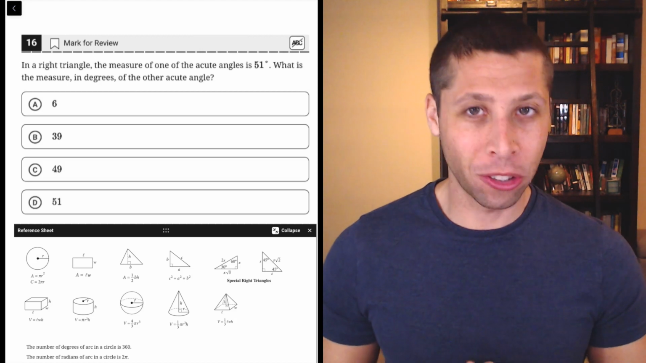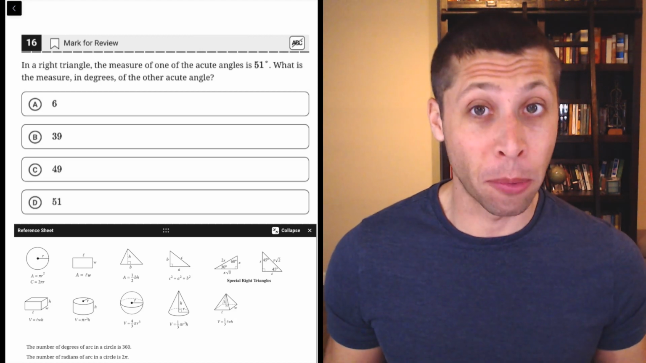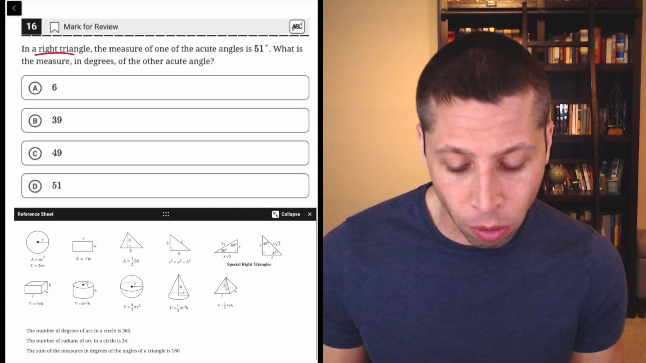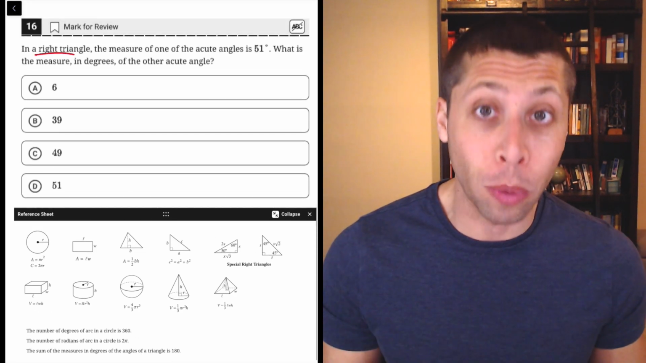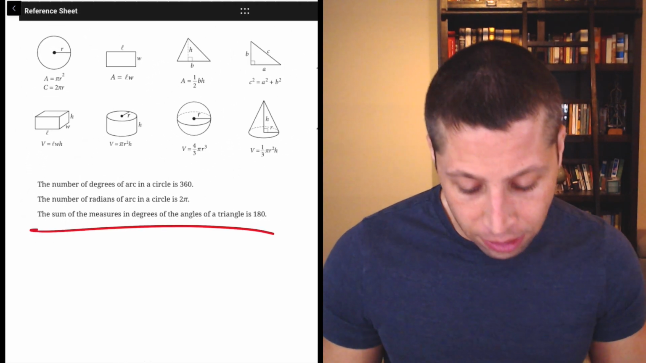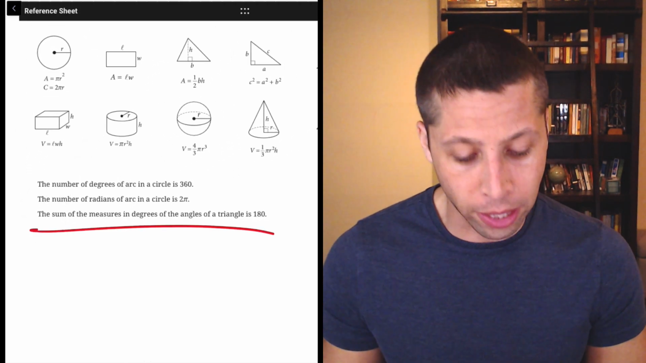Now, in my opinion, for a question like this, there is a fact that we should really just have memorized, but just in case, it is in the reference chart. They talk about a right triangle. They talk about the number of degrees in that right triangle. That is information that is given to us. It does say the sum of the measures in degrees of the angles of a triangle is 180.